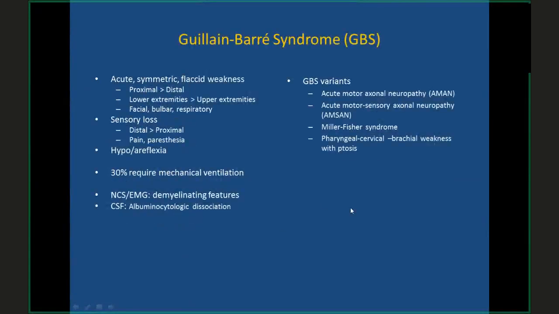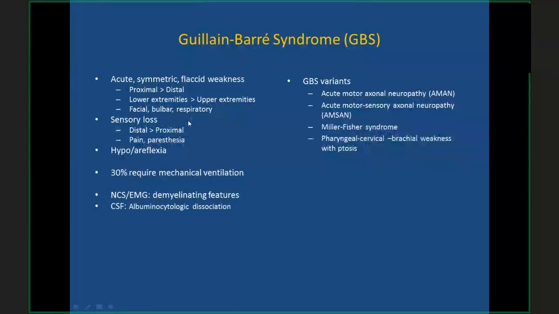Classic GBS, also called acute inflammatory demyelinating polyneuropathy or AIDP, is an acute symmetric flaccid weakness. The proximal weakness is usually more severe than distal, and the lower extremities are usually more severe than the upper extremities. And some patients, about 1/3, might have facial weakness, bulbar palsy, and respiratory failure, just like our patient.